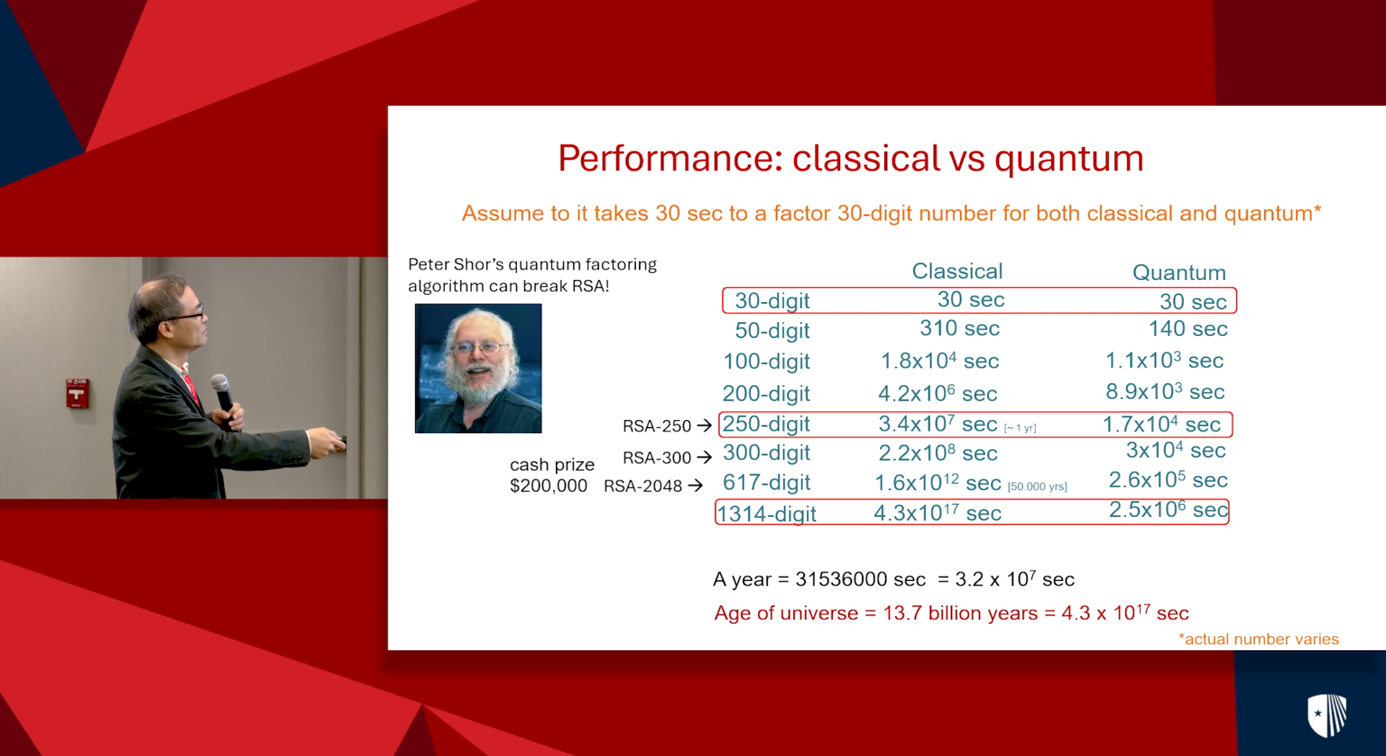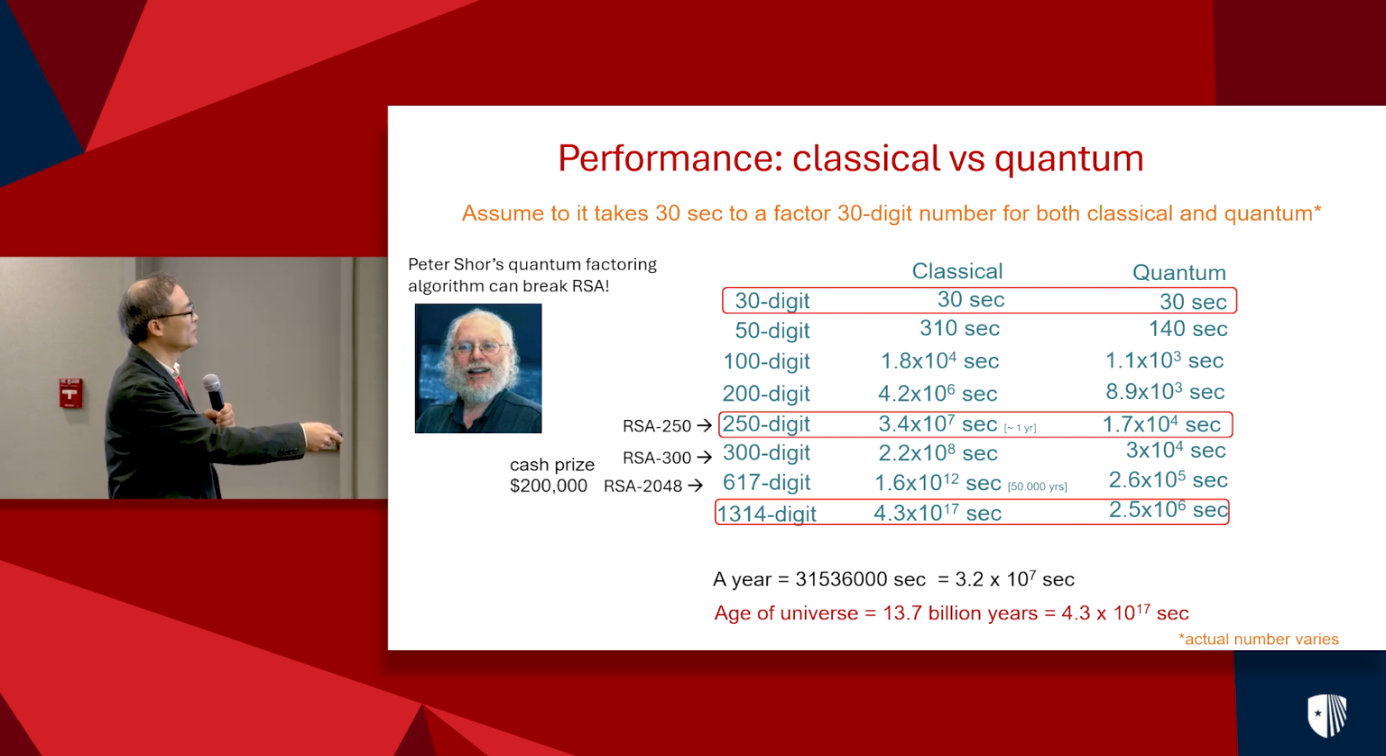It's really a fraction of this, right? Roughly 1,000th of this. So maybe a day or something. If you look at the cash prize, this is another, RSA 2048. It's 670 digits, about 50,000 years. And a quantum computer, if it exists, would take roughly 10 to the 5 seconds. It's not even a year, right? 1/100th of a year, right?